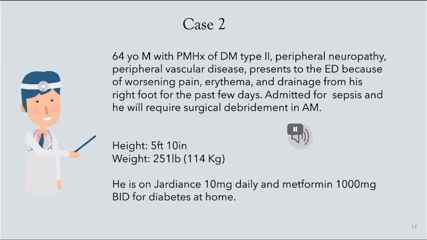Next case. A 64-year-old male with past medical history of type 2 diabetes, peripheral neuropathy, and peripheral vascular disease presents to the ED because of worsening pain, erythema, and drainage from his right foot for the past few days. Admitted for sepsis, and he will require surgical debridement in the morning. Height, 5 feet 10 inches. Weight, 251 pounds, 114 kilograms. He is on Jardiance 10 mg daily and metformin 1000 mg twice daily for diabetes at home.